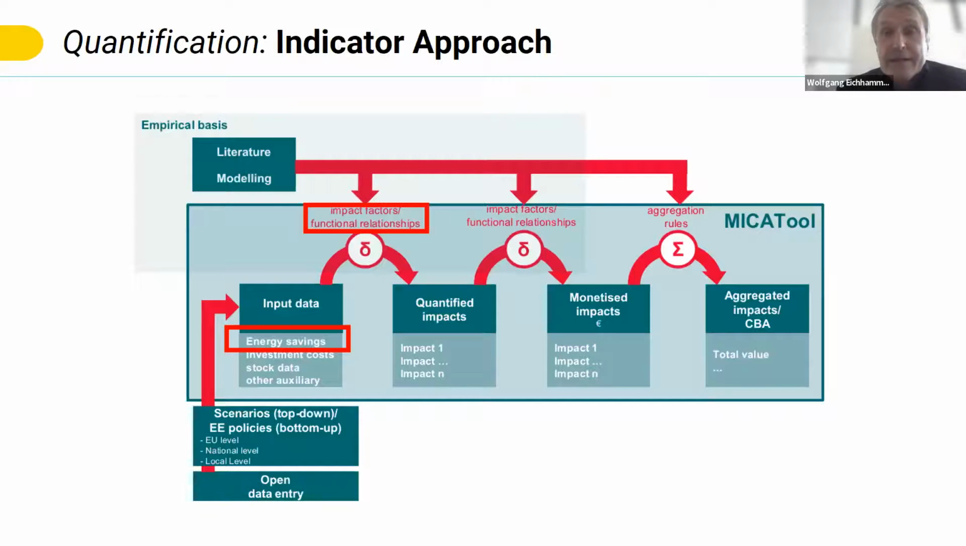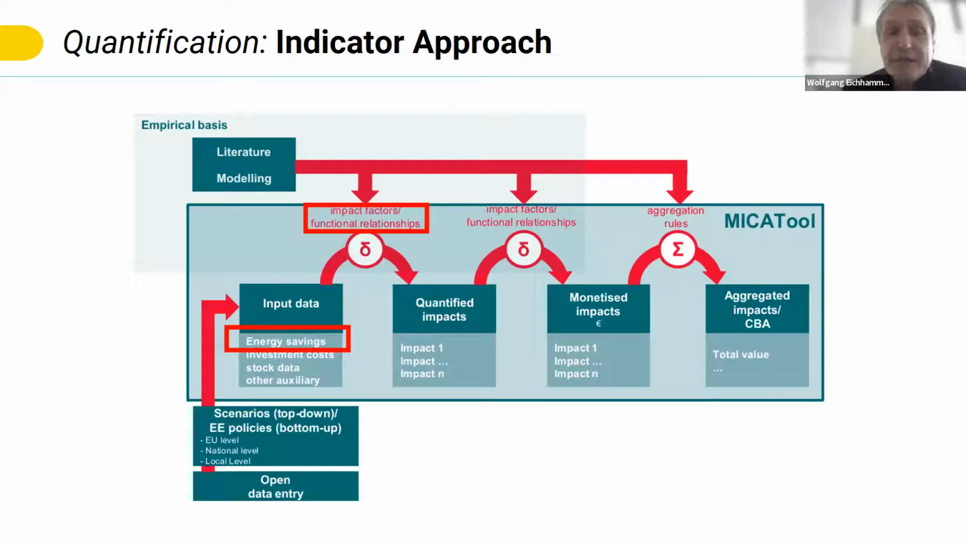This shows the heart of the indicator approach. As said, it's not a full-fledged model-based approach. It's an indicator-based approach, and between the input data, which are in particular the energy savings and also some other input parameters, there are a number of impact factors or functional relationships which allow to translate the input data to the quantified impacts related to the different impact indicators. So that is the first important step, and we do that for a larger number of indicators which are grouped into 3 fields.